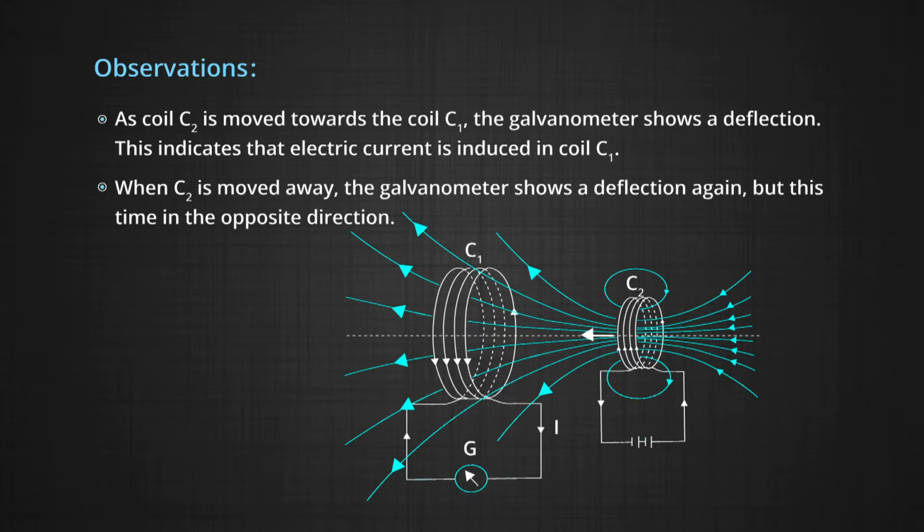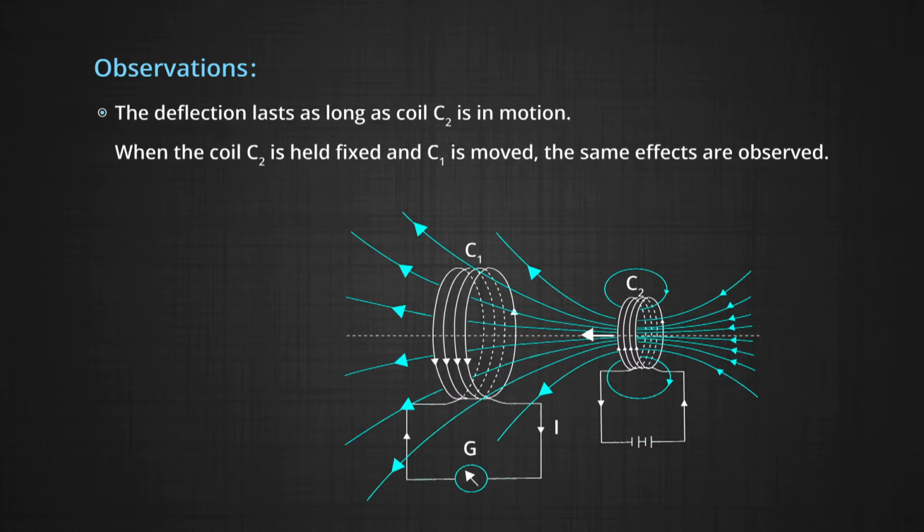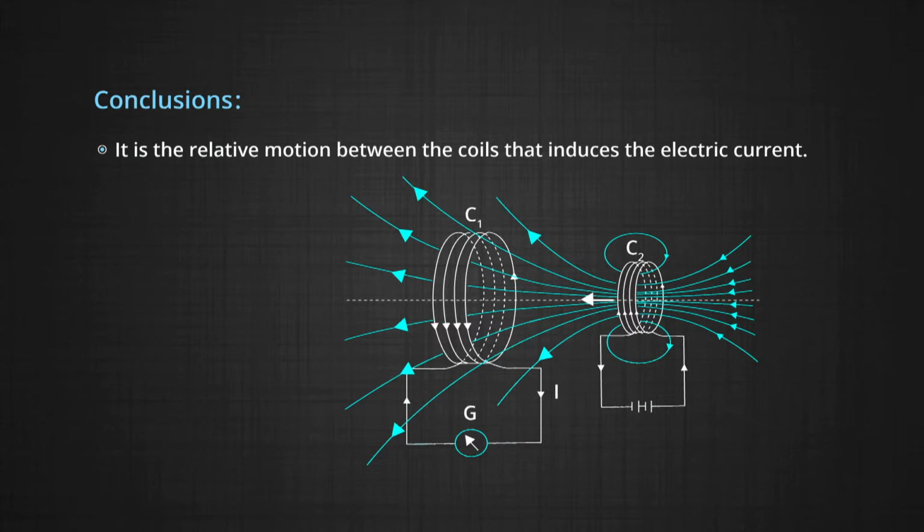Now, when C2 is moving away, the galvanometer shows a deflection again, but this time in the opposite direction. The deflection lasts as long as coil C2 is in motion. When the coil C2 is held fixed and C1 is moved, the same effects are observed. Again, we can conclude that it is the relative motion between the coils that induces the electric current.